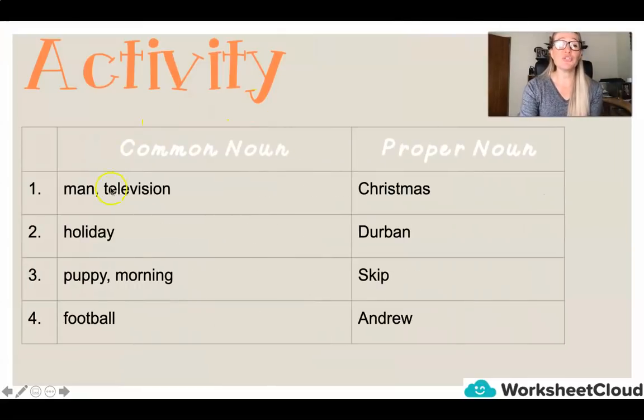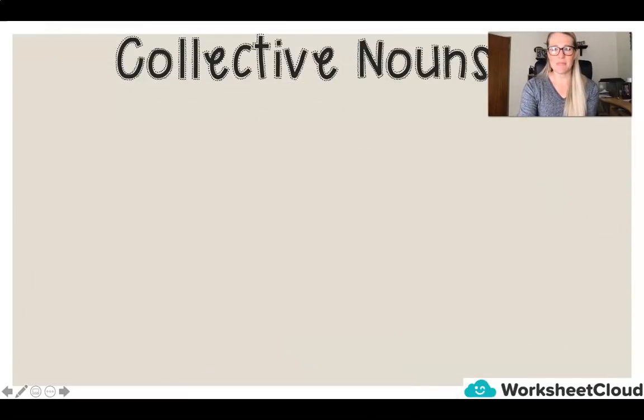So for the first one, there were 2 common nouns in the sentence. So the common nouns for number 1 were man and television. Proper noun, Christmas. Number 2, the common noun was holiday. Proper noun was Durban. Number 3, the common nouns were puppy and morning. Proper noun, Skip. And number 4, the common noun is football, and the proper noun, Andrew. Right. Easy peasy lemon squeezy. I'm sure you all got it correct. Okay, moving on to the next type of noun.